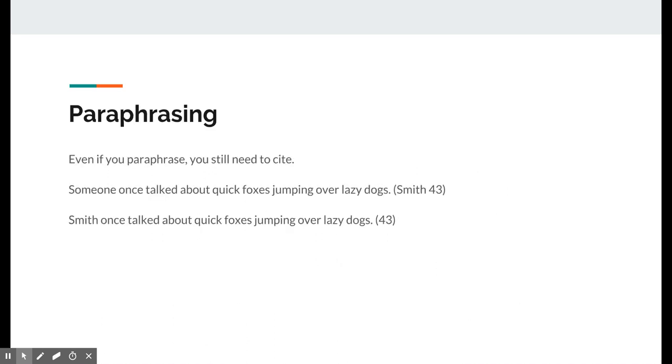Paraphrasing. If you paraphrase, you still need to cite. So if you say someone once talked about quick foxes jumping over lazy dogs, Smith, 43. If you say Smith once talked about quick foxes jumping over lazy dogs, it's 43. You still have to say it. So you've paraphrased it. It's not the exact quote, but you're still giving credit to the person who wrote it.